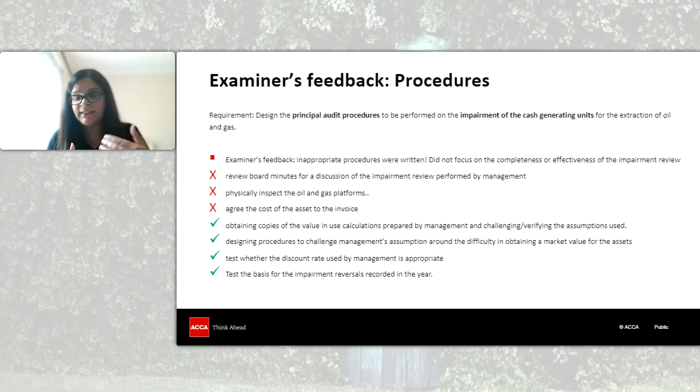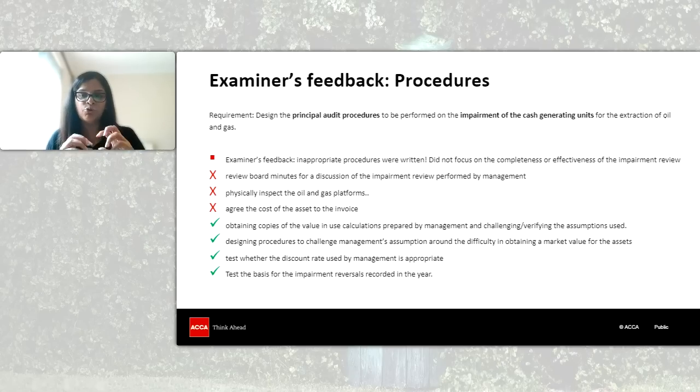For example, getting a copy of the value in use calculations, making sure the assumptions are reasonable. You need to challenge their assumptions, particularly around the fact that they said it's too difficult to get the market value. We're auditors, there's professional skepticism. I can't just blindly believe whatever they say. There were marks around testing whether the discount rate was appropriate, and again, the basis of the impairment reversals that were given in the scenario.